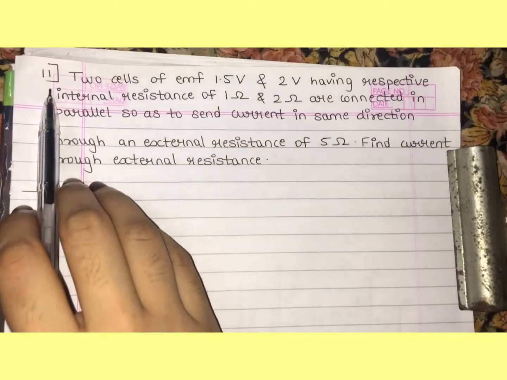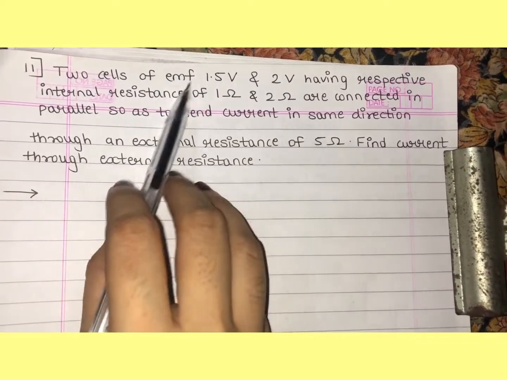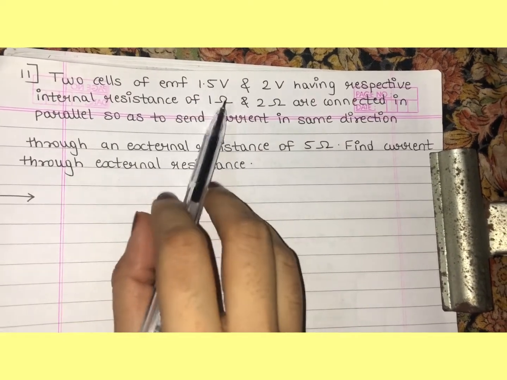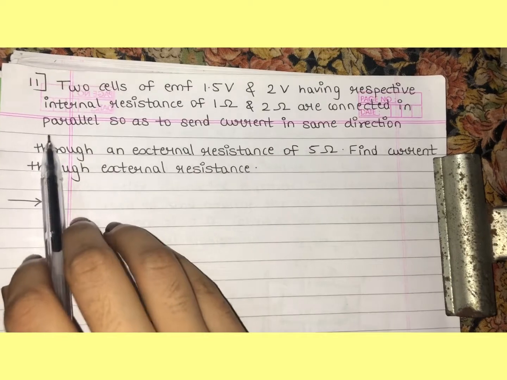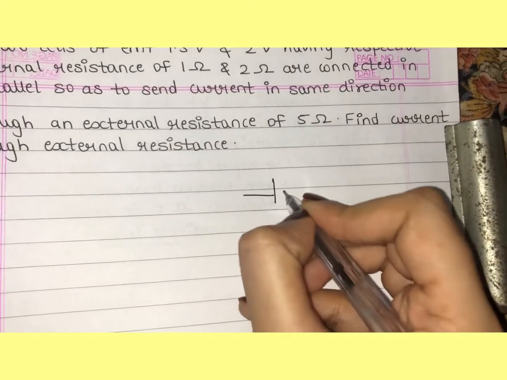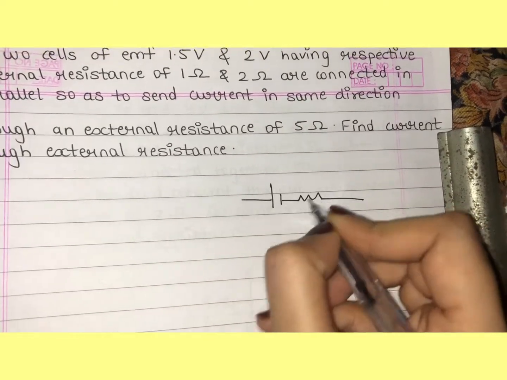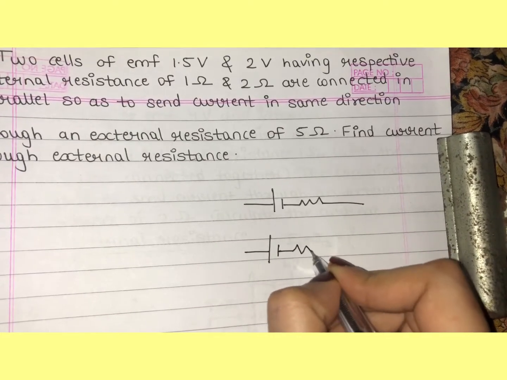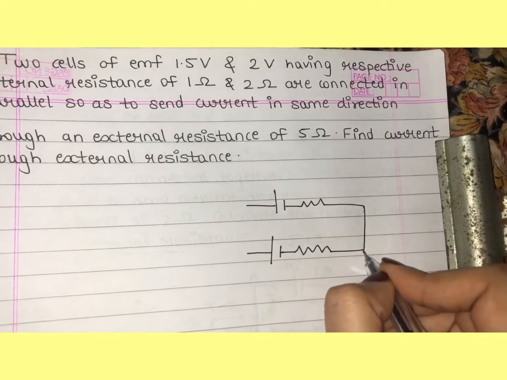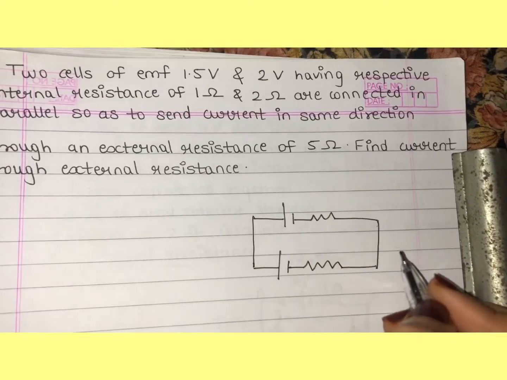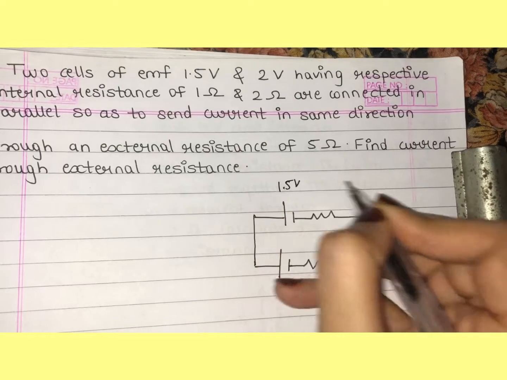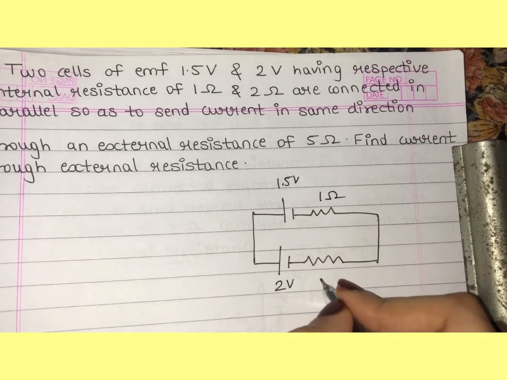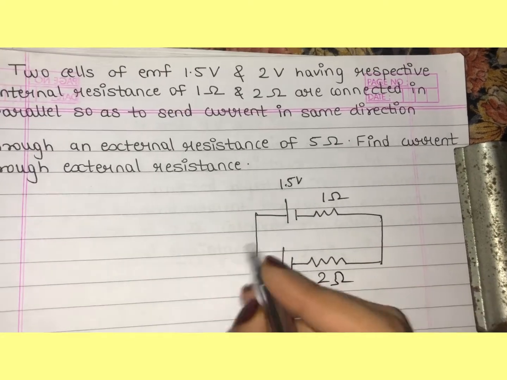Okay, starting with numerical number 11, unsolved numerical. Two cells of EMF 1.5 volt and 2 volt having respective internal resistance 1 ohm and 2 ohm are connected in parallel. Your battery having internal resistance always comes on the left negative terminal side, and both of them are connected in parallel. This battery has 1.5 volt and internal resistance 1 ohm, this battery has 2 volt EMF and 2 ohm internal resistance.